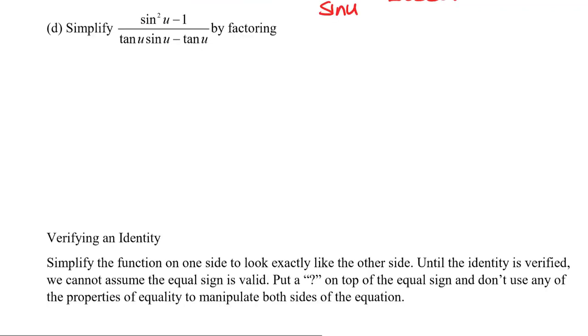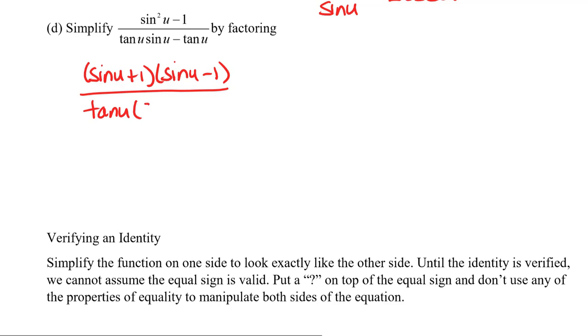D. Simplify sine squared u minus 1 over tan u sine u minus tan u by factoring. So if I factor the numerator, notice that that's the difference of two squares, so that becomes sine u plus 1 times sine u minus 1. And in the denominator, I can factor out a tan u from both terms. So I have tan u times sine u minus 1. My sine u minus 1's cancel, and I get sine u plus 1 over tan u.